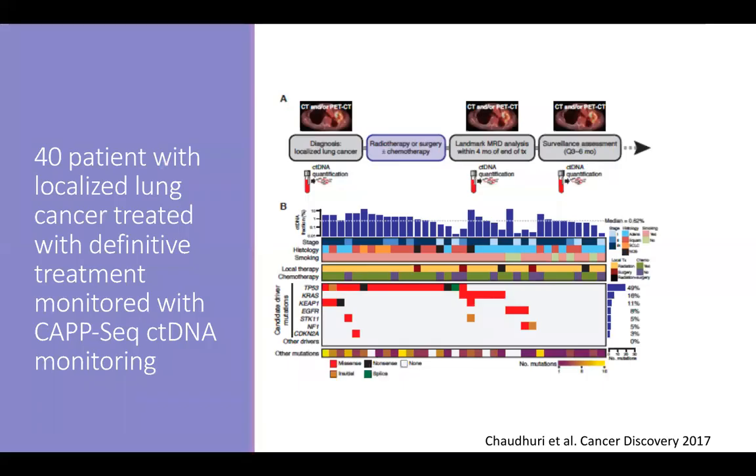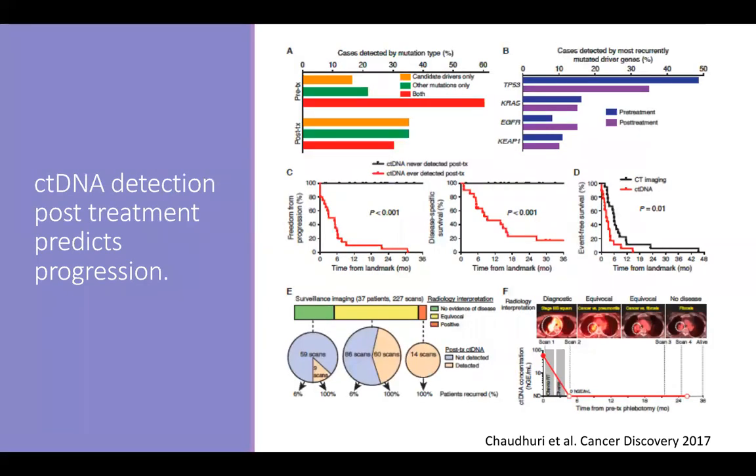And this is the minimum residual disease paper in lung cancer: after local therapy, if you detect ctDNA, most of them show progression, while if ctDNA is cleared after radiation or surgery, they do not relapse. So very different, a stark contrast between two groups in terms of survival.